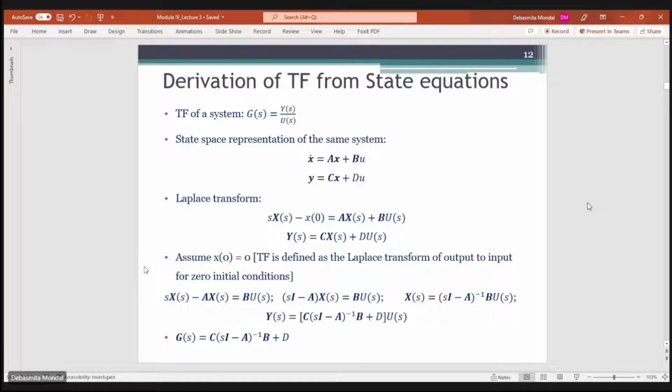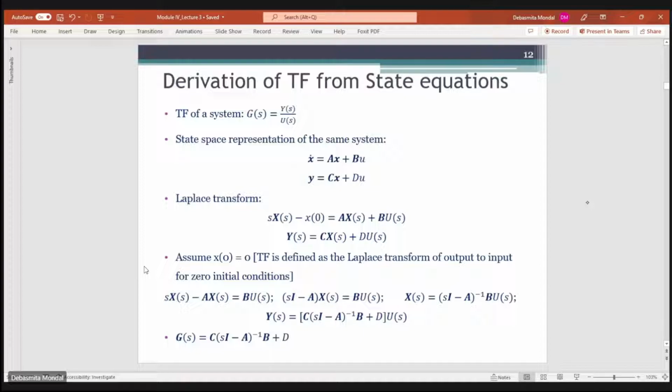Now we'll talk about how to derive the transfer function of a system given the state equations. Let's say you have been given a system whose state space representation is something like this. So you have x dot equals Ax plus Bu and y equals Cx plus Du. What you need to find out is the transfer function of this system. The transfer function will be given by G(s) equals Y(s) by U(s), because Y(s) is your output and U(s) is your input.